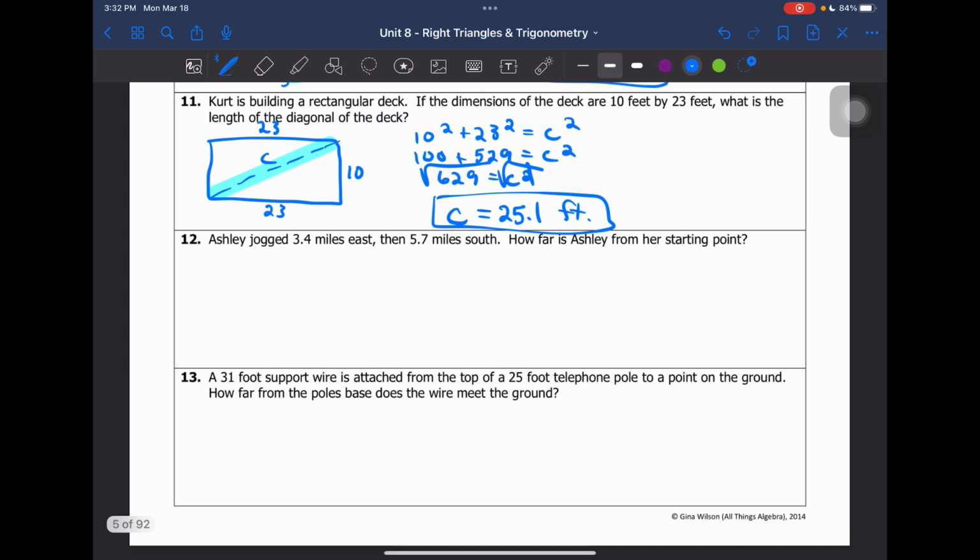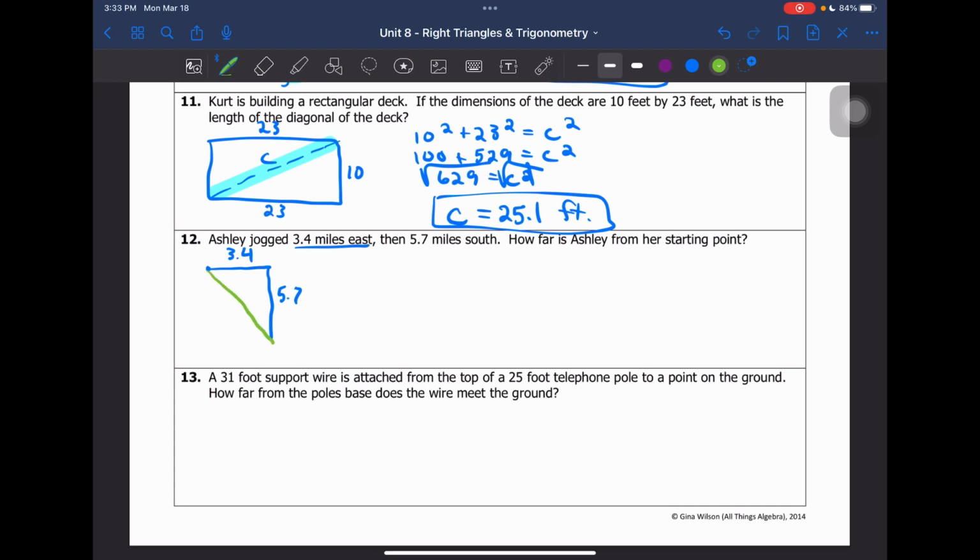All right, so number 12 says that Ashley jogged 3.4 miles east, then 5.7 miles south. How far is Ashley from her starting point? So let's say this is our starting point. If she jogged 3.4 miles east, that's like, if we're looking at a map, she went to the right. So that's 3.4. And then she went south, which is like she went downwards. That's 5.7.